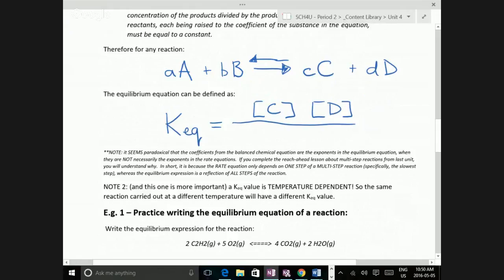And here's where you're going to get mad at me, I hope. Divided by the concentration of the reactants to the exponent of the coefficients. Why are you going to get mad at me?